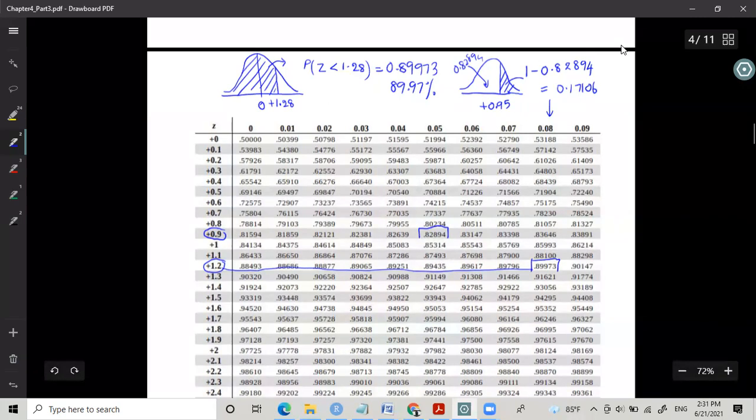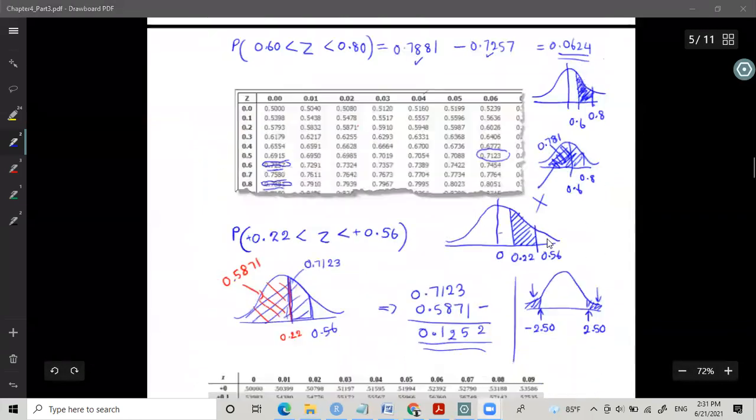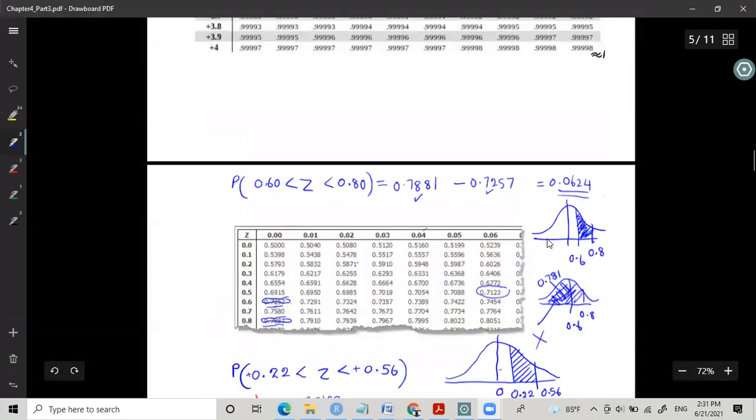Is that clear now? Okay, so I guess you got it. Right, now another problem. If I write it like this, yes, it is the same. Why? Because the probability at Z equals 0.6 or 0.8 is 0. So it doesn't matter whether you use the equal sign or not. It's not going to change anything. It's the same answer. Okay. Any other question?